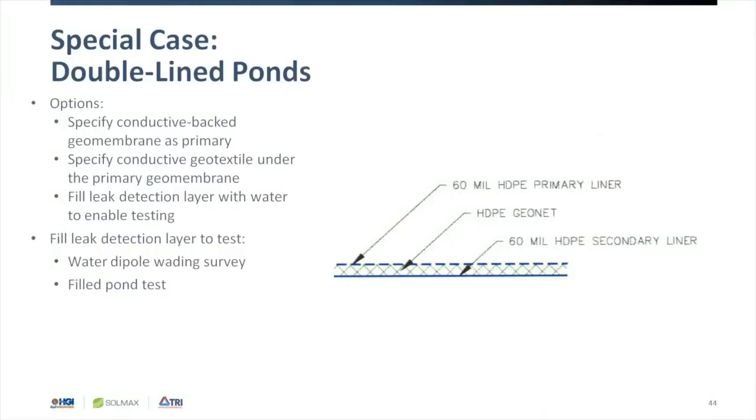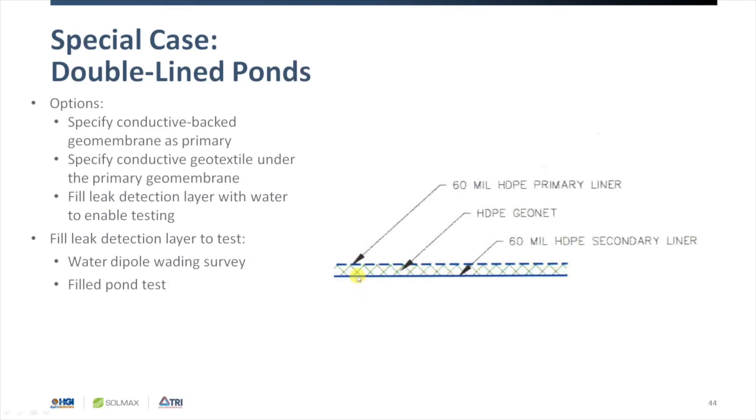Some cross sections are difficult to test, like this one here, where you have an exposed primary geomembrane over a secondary geomembrane separated by only a geonet or a geocomposite, separated by something that's not conductive. So you aren't going to be able to test the primary geomembrane unless you have something conductive in the leak detection layer. So you can specify conductive back geomembrane as the primary geomembrane, and that conductive backing forms that layer. You can specify a conductive geotextile under the primary geomembrane, or if you don't want to do either of those things, you have to fill the leak detection layer with water.